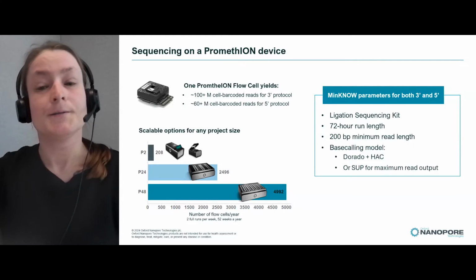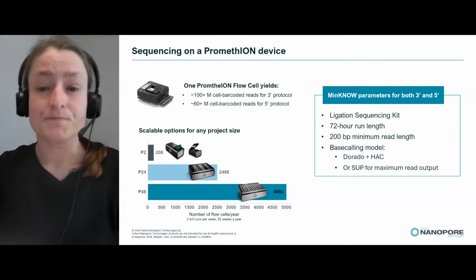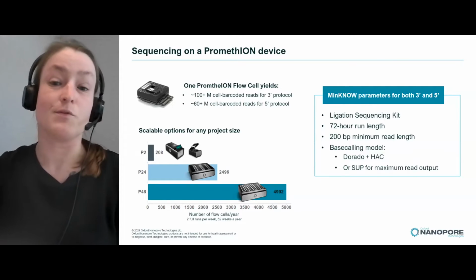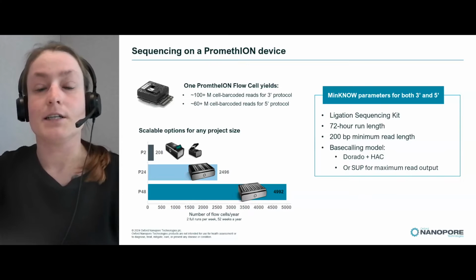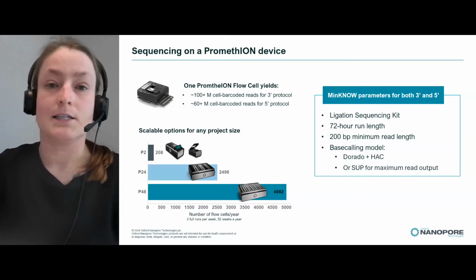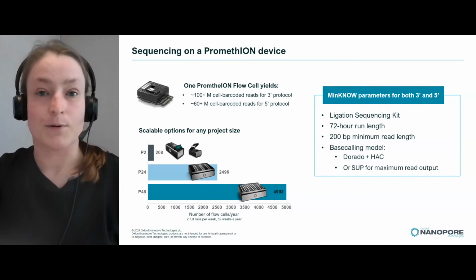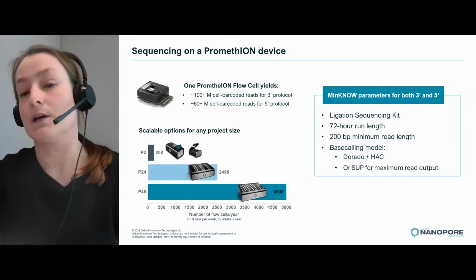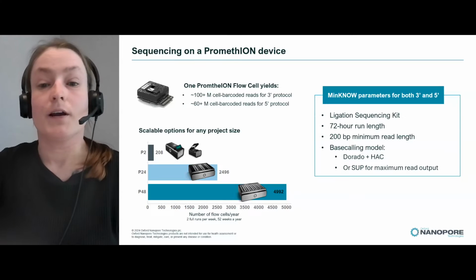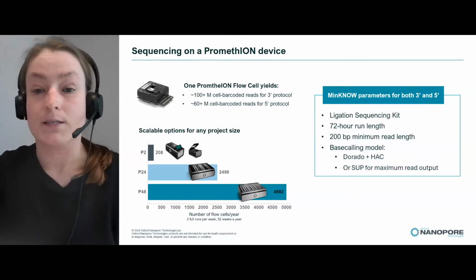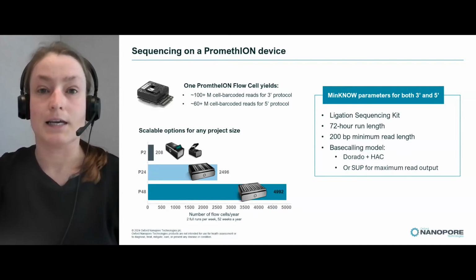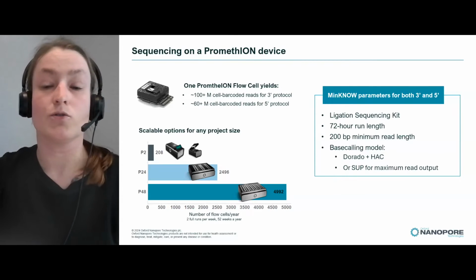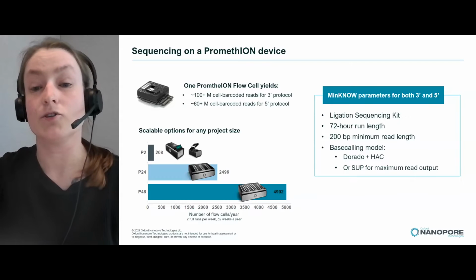sequencing runs. So obviously you will select the ligation sequencing kit, so that's LSK114 that I mentioned before, and we recommend a 72-hour run length. So this is just to make the absolute maximum number of reads that you can get and just to get the best output that you can get. We also recommend 200 base pair minimum read length, so this is just to cover all of the reads you can, because some of those cDNA lengths are quite short.